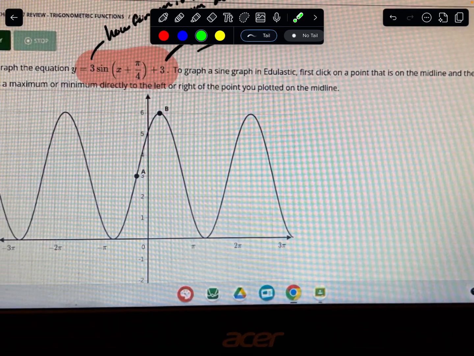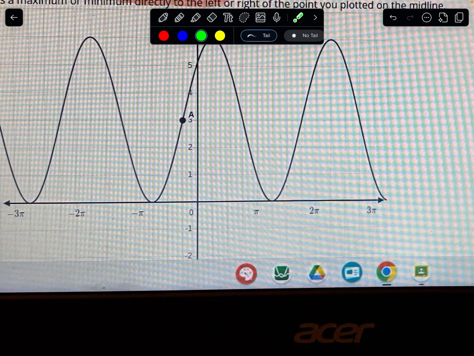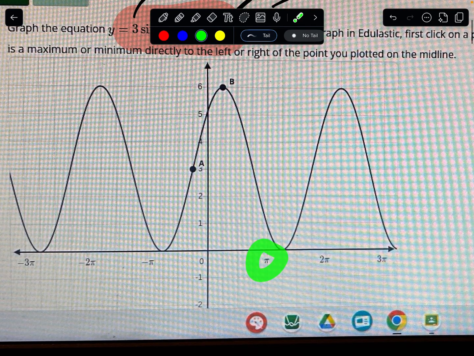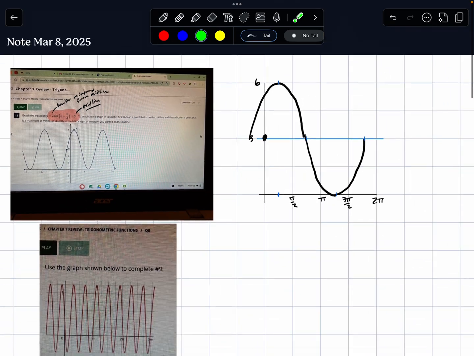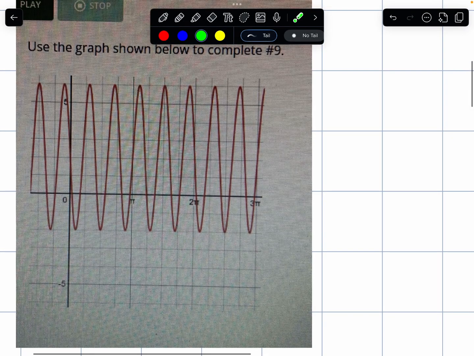Just going over the few different pieces. Your midline's at 3. This distance is 3, which is great. And then it looks like there's 1, 2, 3, 4. So shifting it over pi over 4 is just shifting it over 1 block. So B was probably originally here, and you just moved over 1, which is awesome. So nothing too crazy there. These next two get a little bit more scary. So let's go ahead and do this piece by piece.